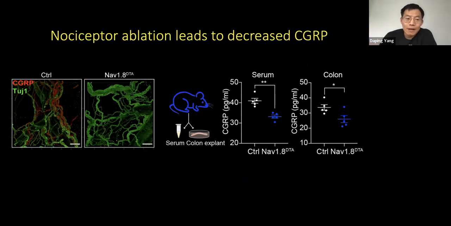We also found that while there is a high expression of CGRP in the mesenteric nerve, where nociceptors go to the colon, there is almost no CGRP in the ablated mice. We also confirmed this using CGRP ELISA, which showed that both serum and colon displayed decreased CGRP expression compared with that of control mice.